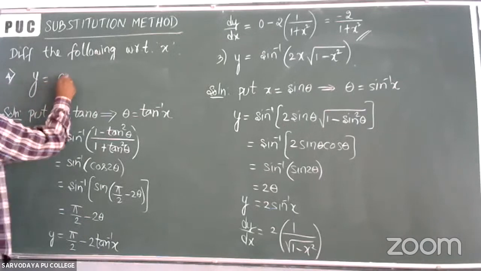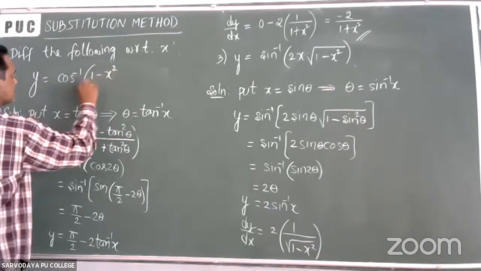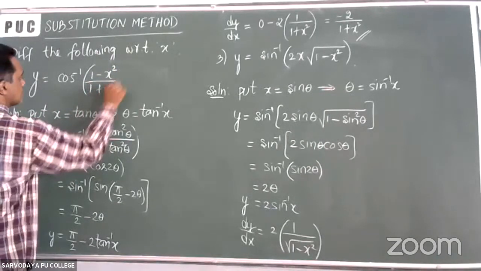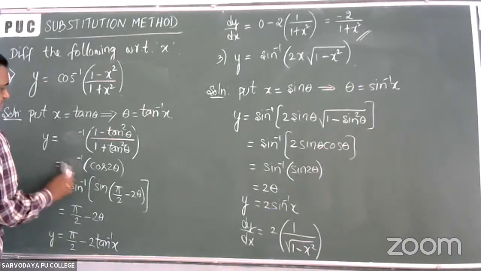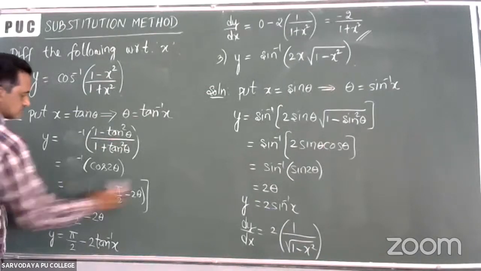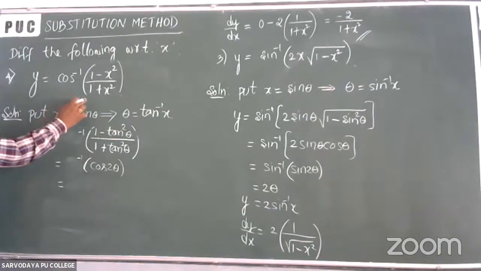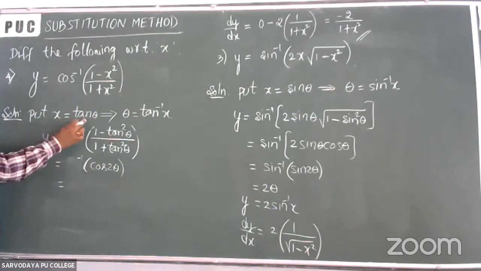y is equal to cos inverse of (1 minus x square) divided by (1 plus x square). Looking at this, we know the substitution is x is equal to tan theta. Okay, solve along with me.